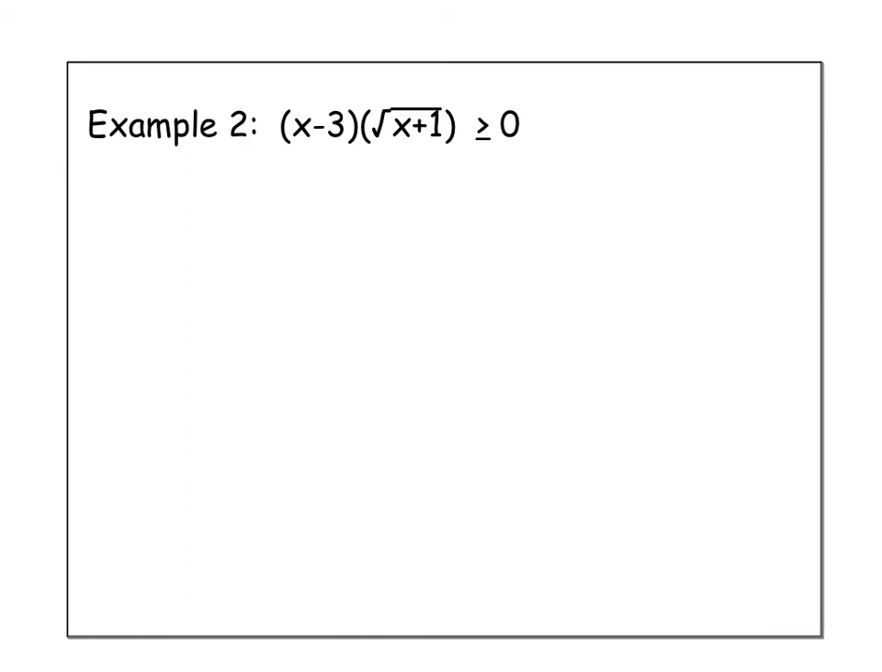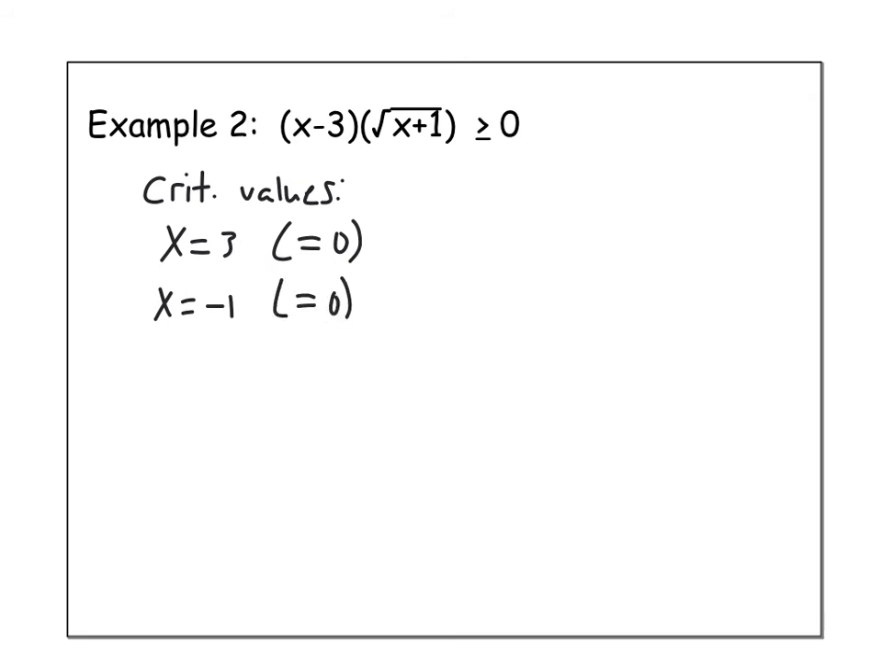Okay, so with this one, we have some critical values here. Things that would make the expression actually equal 0. Since it has two factors, x equals 3 would make the expression equal to 0. And then also under the square root there, x equaling -1 would make the expression equal to 0.